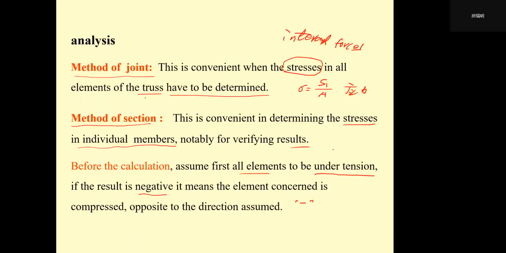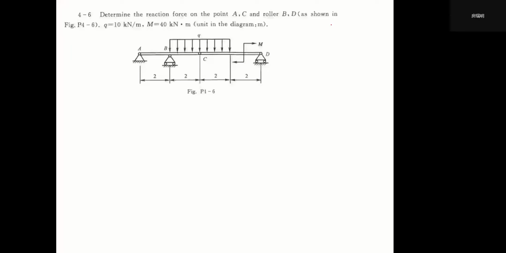I think that's all for the plane trusses. Actually, this is the problem. Actually, I'd like it to be homework for you guys. But anyway, I think it's very difficult for you to finish by yourselves. So I decided to finish this together in class.